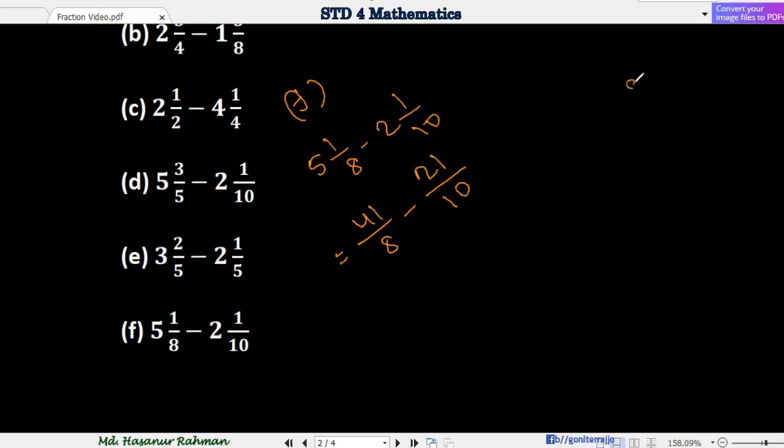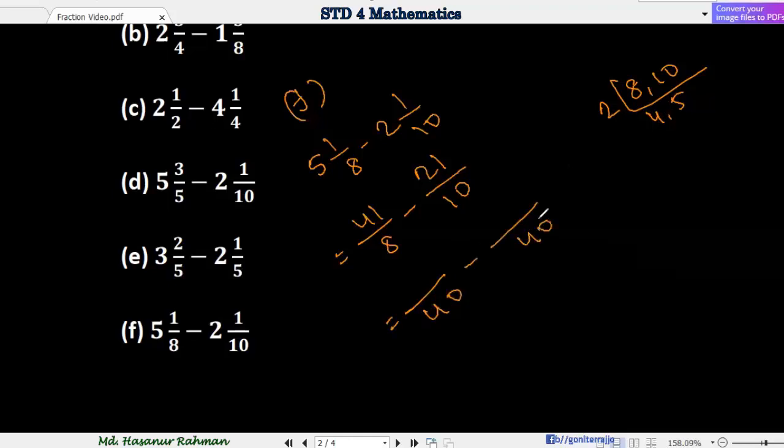Now we have to find out the LCM of 8 and 10. So how can we find out? We can find out by dividing 8 and 10 by another number, actually the prime number. So 2 4 is 8, 2 5 is 10. So 5 4 is 20, 20 multiplied by 2, that is 40. So here the LCM is 40. So we can write the denominator of these both fractions should be 40.